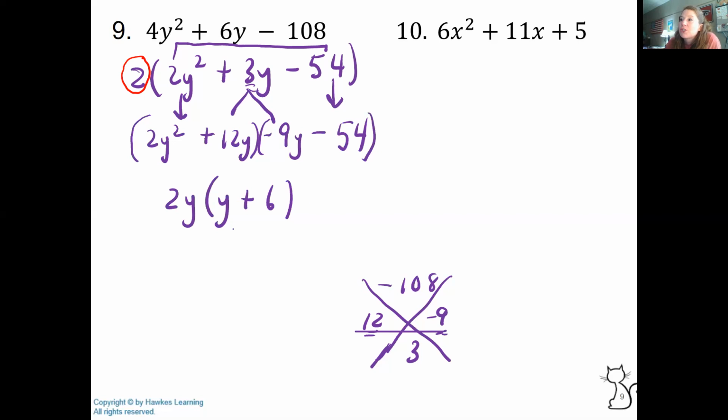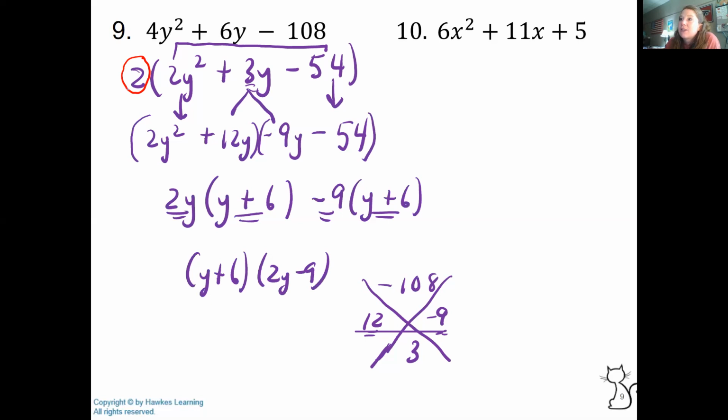And now we want to try to get this, right? So what can we divide both of these by? That's right, negative 9. Negative 9y divided by negative 9 is 1y. And negative 54 divided by negative 9 is positive 6. We did it. That's what we wanted to do. So one of these is part of our answer, y plus 6. The other one is we put these two together, 2y minus 9. And then don't forget that 2 is part of our final answer.